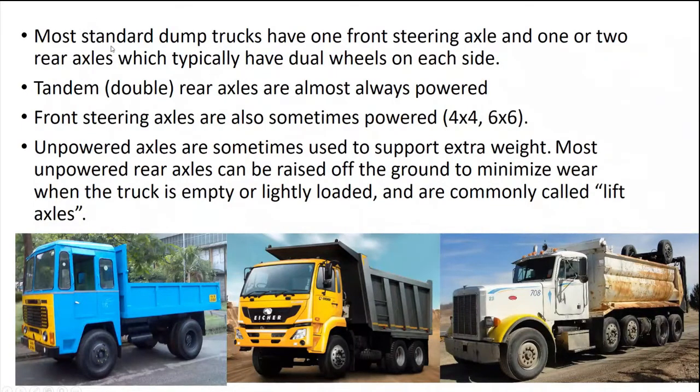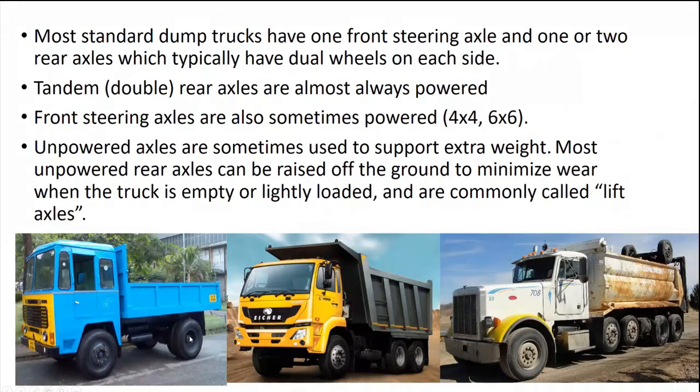Right. So most standard dump trucks have one front steering axle and one or two rear axles. Here you see one axle on the front. An axle is the shaft which connects the two wheels. So this is your front axle. On this axle, wheels are mounted. Here again one more wheel. So this is the steering axle, and one or two rear axles. In this case, there is only one rear axle, this one.